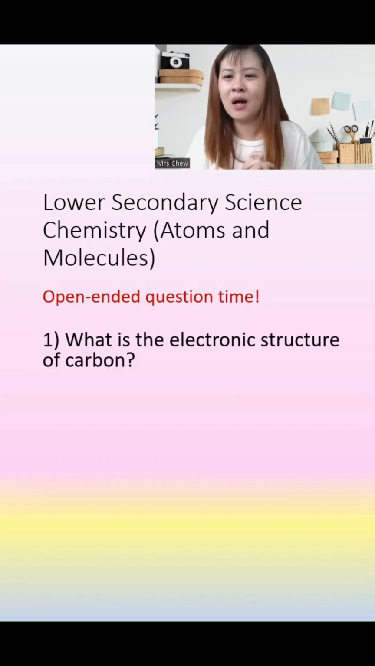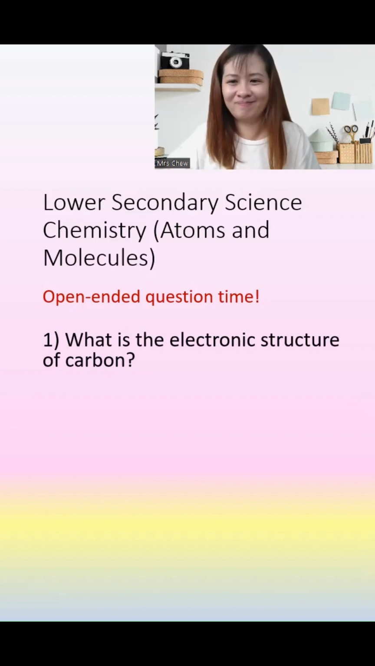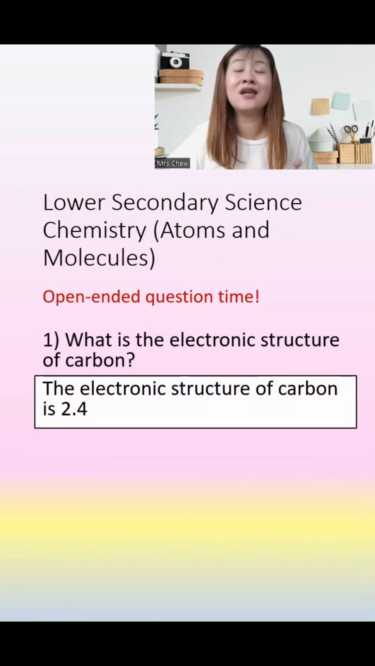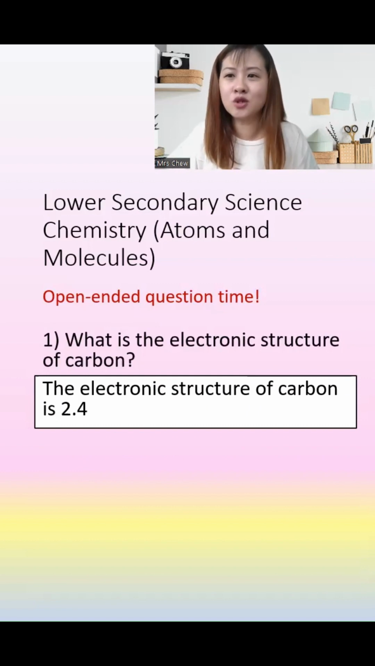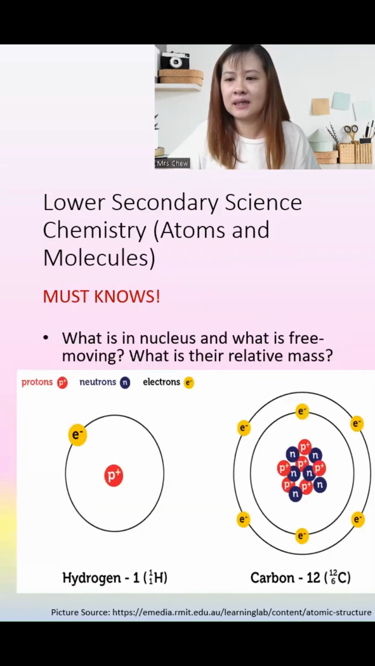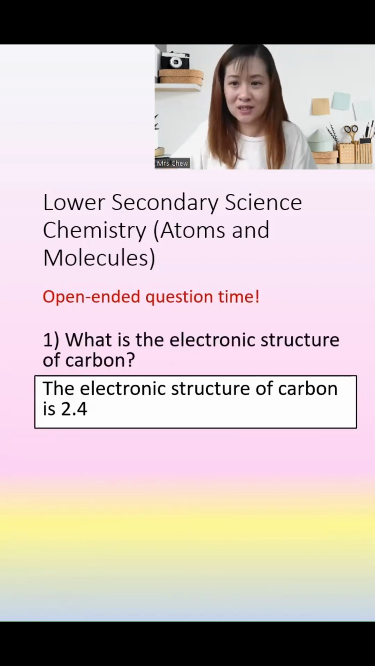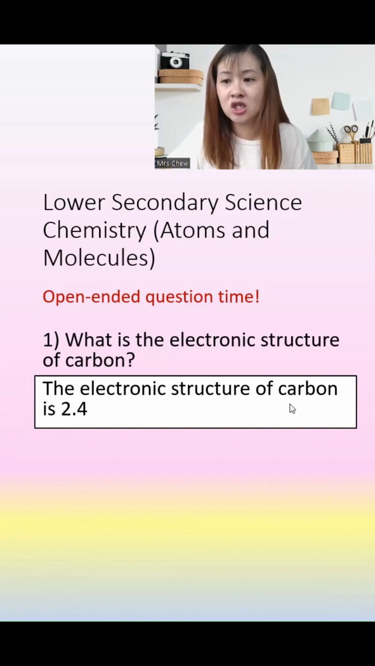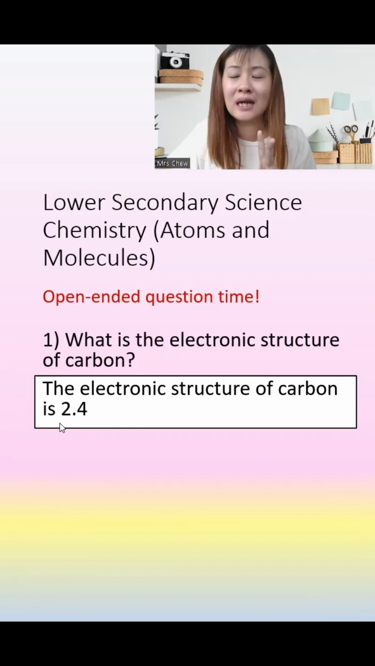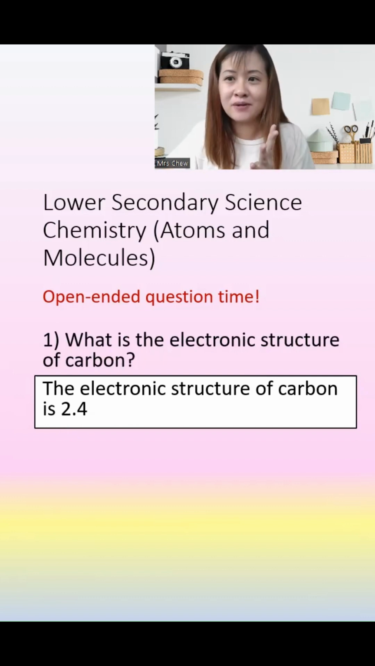Open-ended question time. What is the electronic structure of a carbon atom? The electronic structure, if they ask us to draw, we will draw like this, with 2 in the first shell and 4 in the second shell. If they ask us to state, then the electronic structure of carbon is 2.4. The 2 represents the 2 electrons in the first shell, and 4 represents the 4 electrons in the second shell.